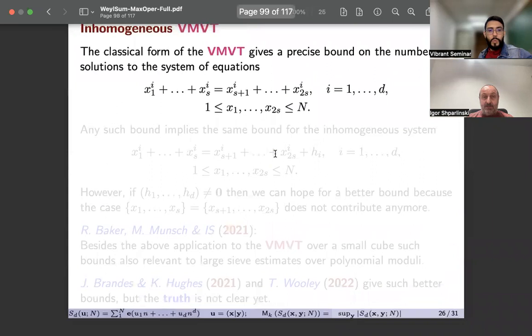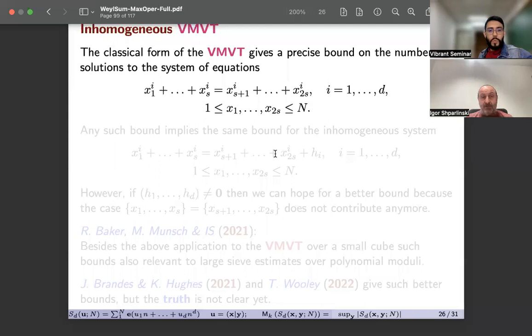However, in some regime of delta, we used a very different approach, which we called inhomogeneous Vinogradov's mean value theorem. I already mentioned that the lower bound on the Vinogradov's integral, which we call J sub S D, comes from diagonal behavior of solutions. It's because this integral, which you want to estimate in Vinogradov's mean value theorem, is nothing else but the number of solutions to this system of equations. And of course, you can take x1 equal to x sub s plus 1, x2 equal to x sub s plus 2, and so on, and you get n to the s solutions. This is why we have this term n to the s.